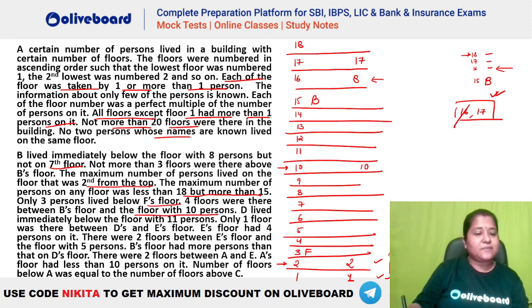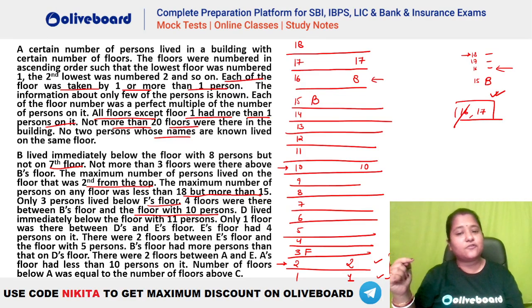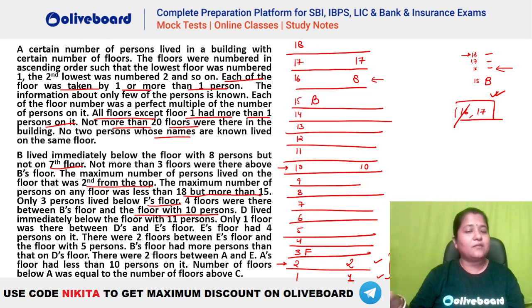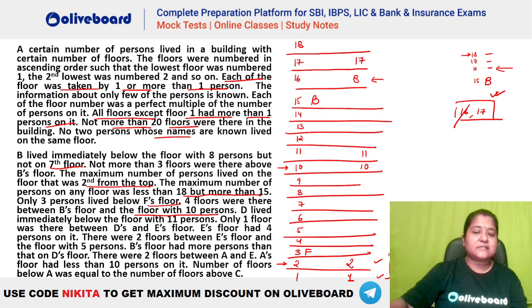After that, D lived immediately below the floor with 11 persons. So what should the floor number be for 11 persons? 11 is a prime number. We know that the only possibility here will be 11, right? Because the floor number has to be a multiple of the number of persons. So what can be the factor of 11? The only factors are 11 or 1, but 1 is not a possibility. That means this should be your 11 persons here, right? And D lived immediately below the 11 persons. That means D has to be here. This will be your D.